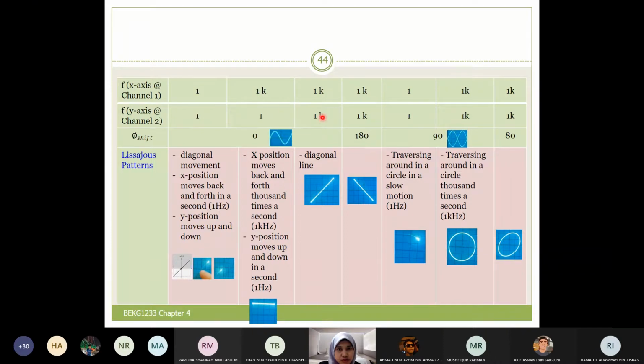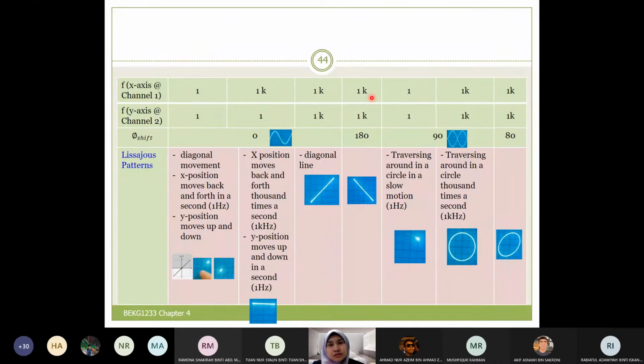If we compare this with the first, the diagonal line will appear on the screen. Actually the diagonal line is moving, but we cannot see the movement because of 1 kilohertz in a second. So we only see the line appear on the screen.